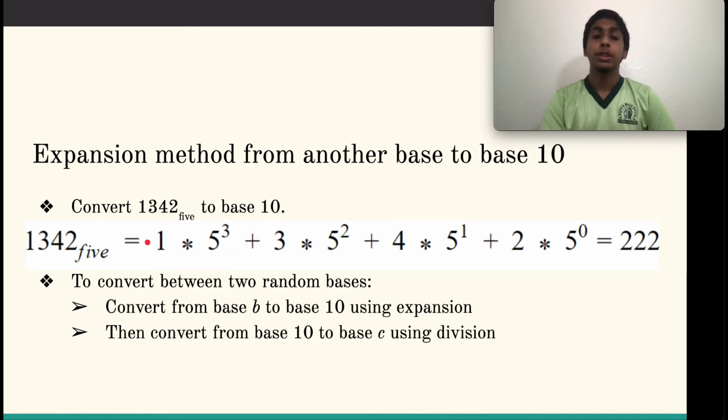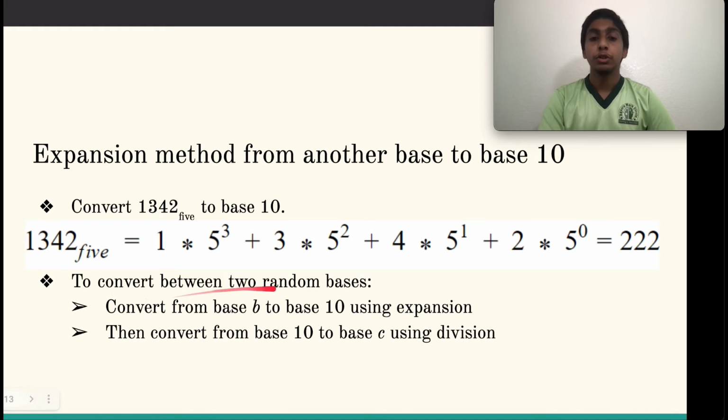I think we already went over this a little, but what we do is we take our first digit and multiply by 5 to the power 3, because we have 4 digits. You keep going, each digit multiplied by a different power of 5 until you get to 5 to the power 0. And when we calculate this all out using PEMDAS, we get 222. So that one is pretty simple. You just have to expand it and multiply.